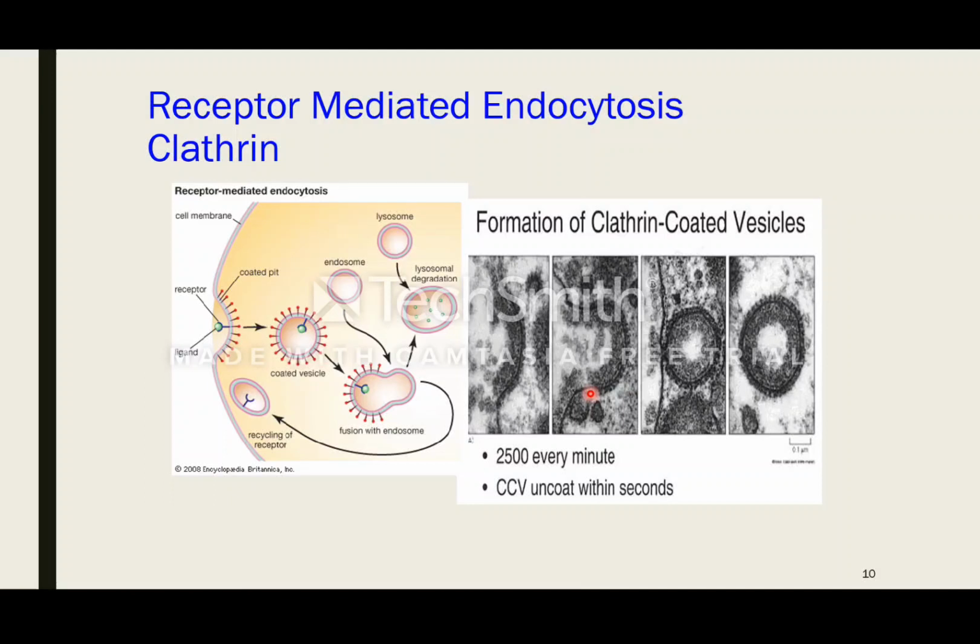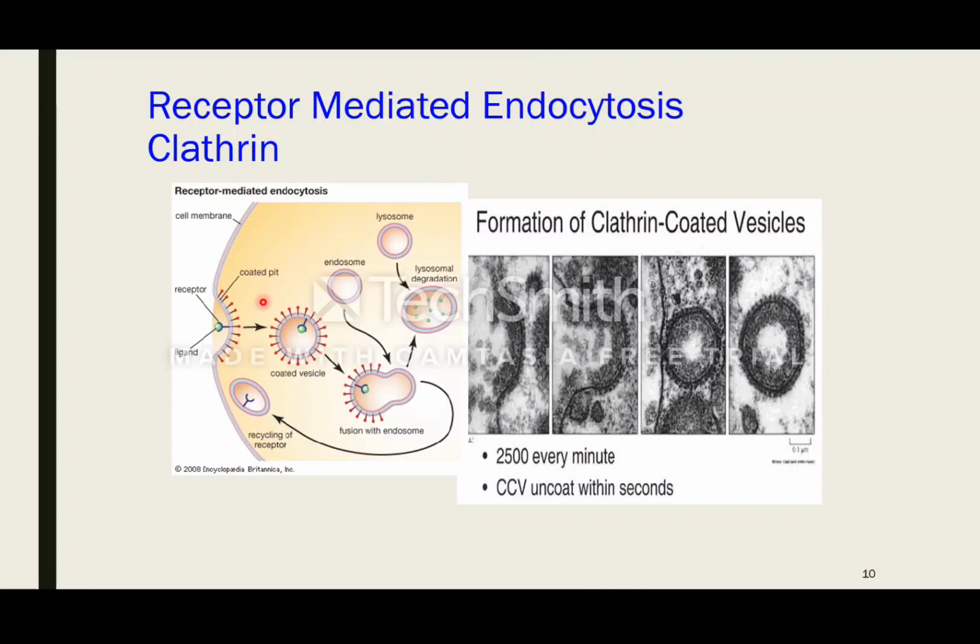Another type of endocytosis is receptor-mediated endocytosis, which is general in most cells. In this process, the ligand or some materials join to the receptors that are located in the cell membrane. The joining of the receptors and ligands forms a pit in the cell membrane.